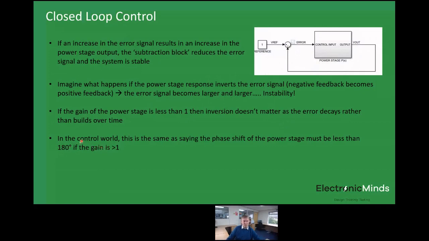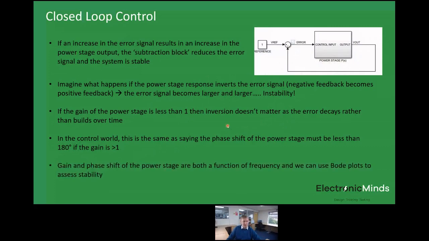So that really is what we're doing in designing the control loop: making sure that in the frequency response through the loop, if the gain is greater than 1, we have a phase shift of less than 180 degrees, or if the phase shift is greater than 180 degrees, we must have a gain of less than 1. And that's really what our job is in designing this closed loop system.